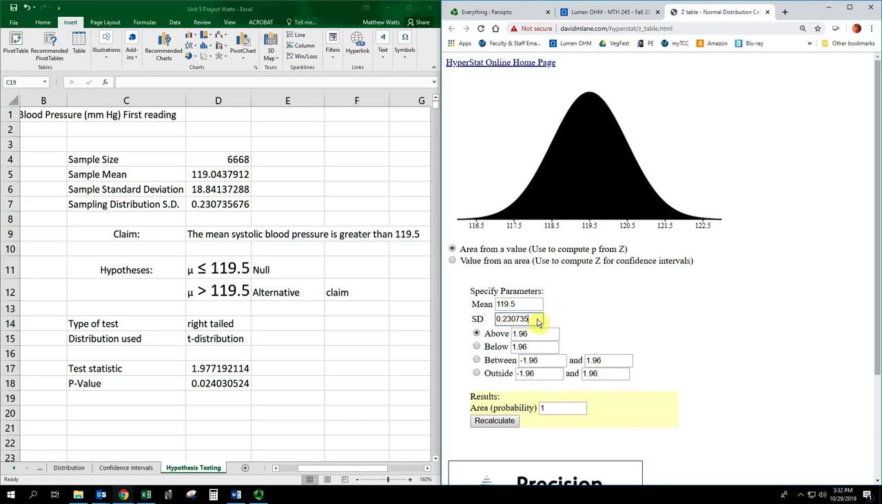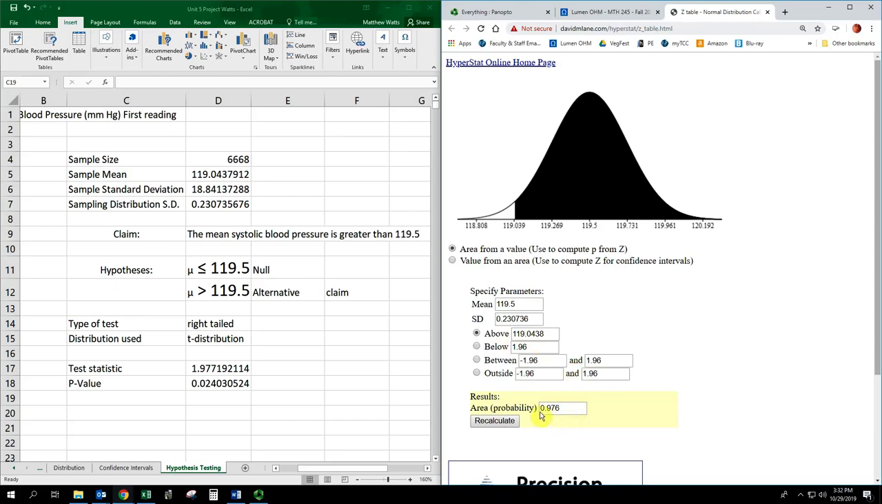I guess it cuts you off right there, so that 5 gets rounded to a 6. And then the above/below option is your left/right. We're doing a right-tailed test, and we would use the sample mean. So right-tailed would go above or to the right, and the sample mean is 119.0438. All right, and then recalculating. Oh, I guess we need to go below.